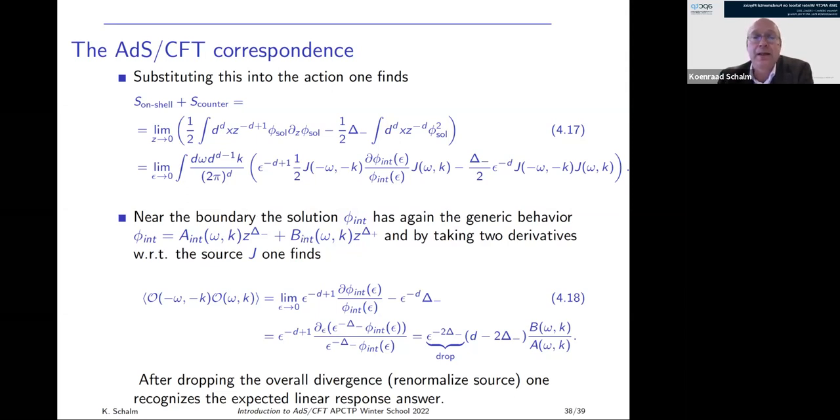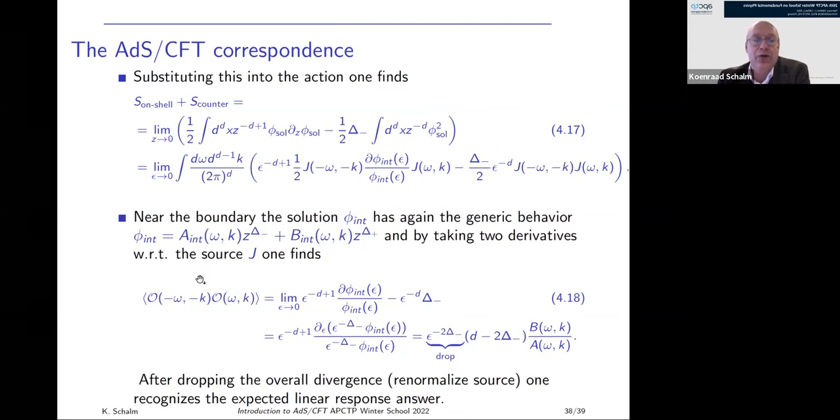All right? So I know that near the boundary, it still has the following behavior. But now A int and B int are two objects that are set by the boundary conditions at the interior. Okay. Now I am fully ready.